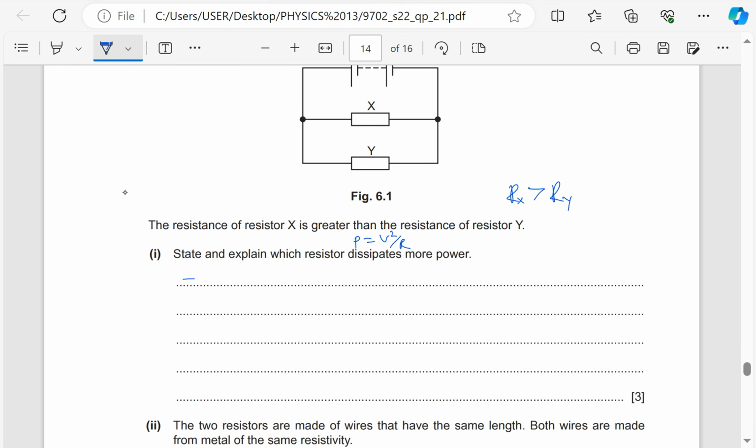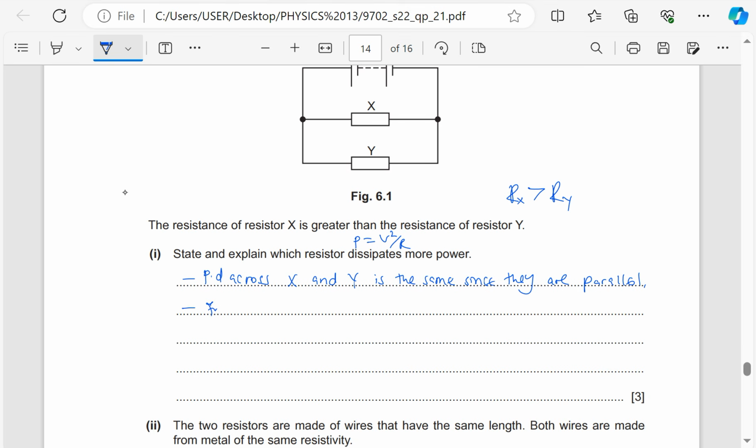So I start by telling the examiner that the PD across X and Y is the same since they are in parallel. Okay, that's number one. But we notice that resistance X is greater than resistance Y.